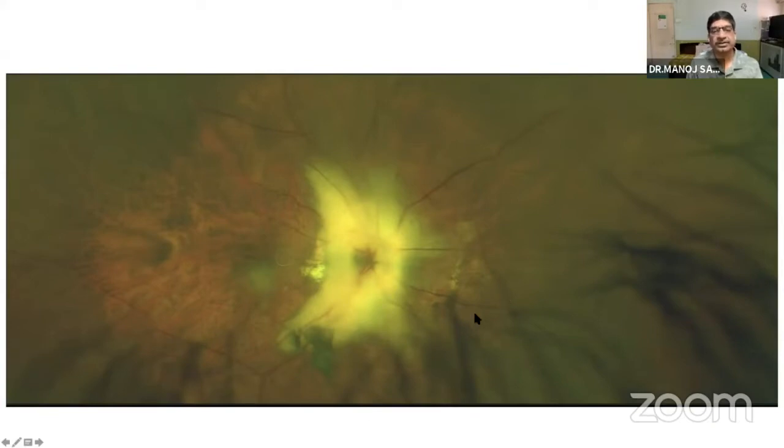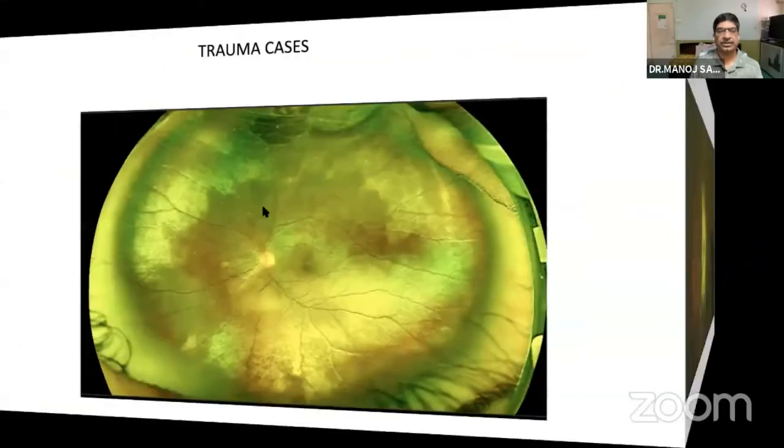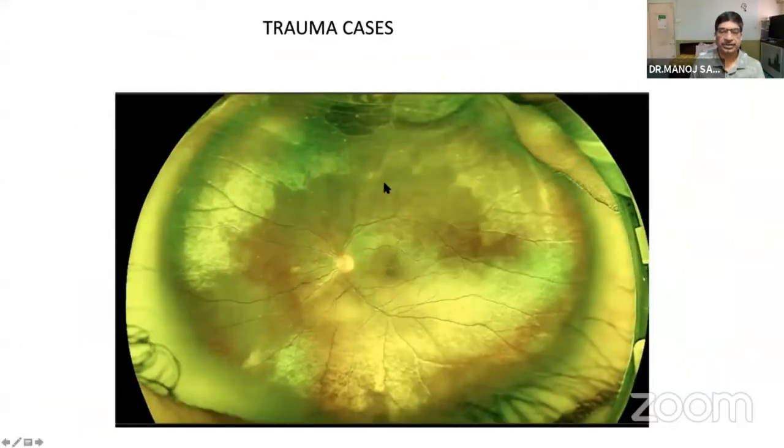myelinated nerve fibers. You can see such myelinated nerve fibers in a single click, which is beyond other imaging modalities. Another important thing in ultra-wide field imaging is in trauma cases, where basically you need documentation pre-treatment, post-treatment, as well as for medico-legal purposes.